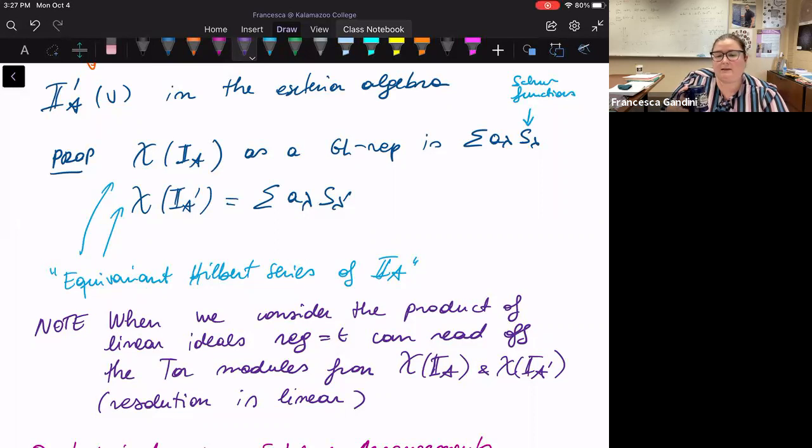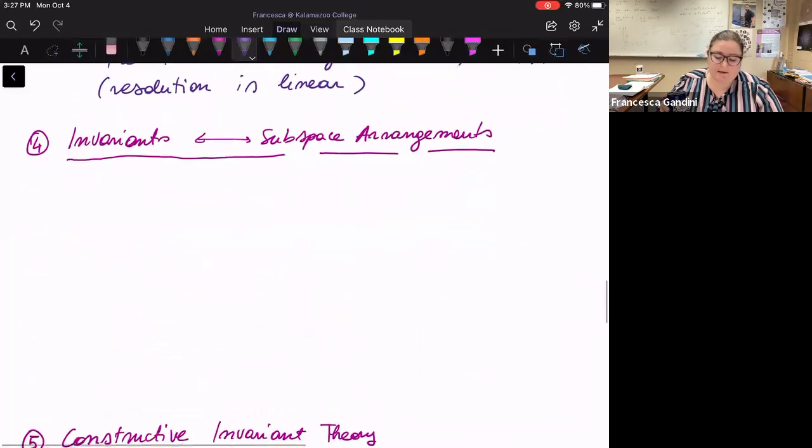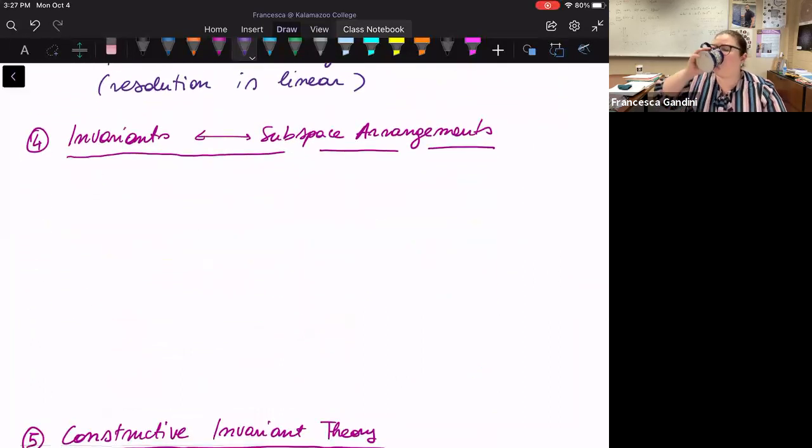And what I want to tell you next is how to use this to prove results about invariance. So I want to tell you about the connection between invariance and subspace arrangements.